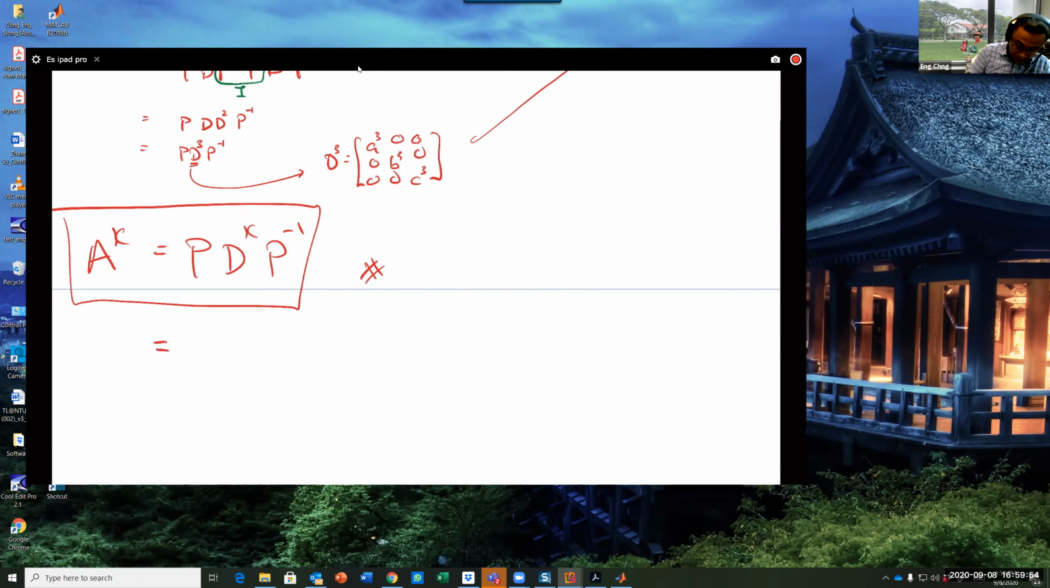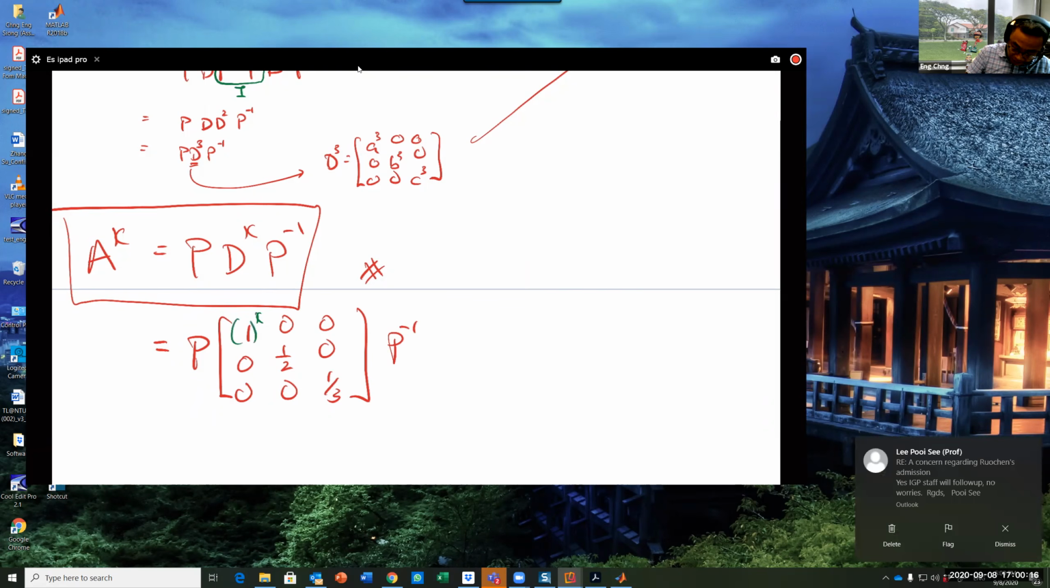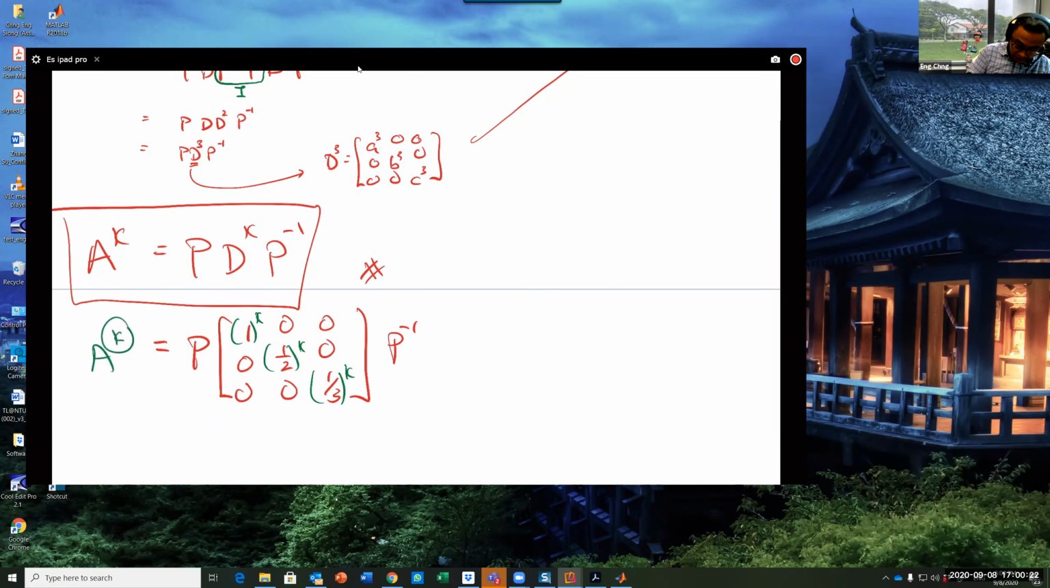Maybe I should write it properly. P, and our question, of course, is the diagonal given to us is 1. The second element is half. The third element is 1/3. And the zeros are here. And then what we should do for the K is that we should bracket it together, and we have K here, we have K here, and we have K here for A to the K. So this is the K. All right. So now we have tutorial 2, question 8. Done.